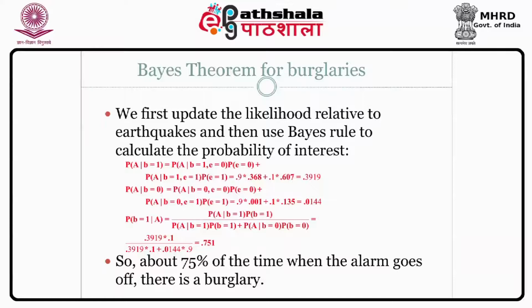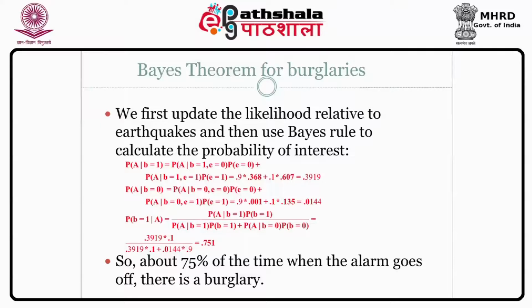Now this is based on these two sums. One is the probability of A given B equal to 1, E equal to 0, times the probability of E equal to 0, the chance that an earthquake doesn't occur, plus the probability the alarm rings given a burglary occurs and an earthquake occurs, multiplied by the chance that an earthquake occurs. That we compute.